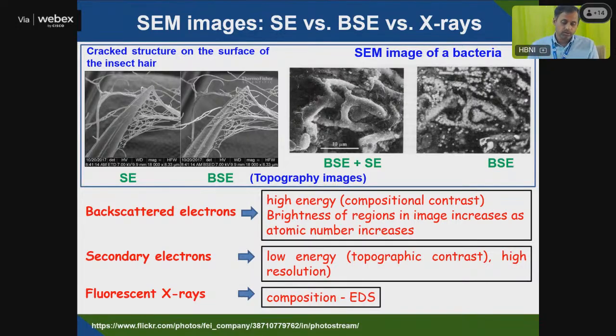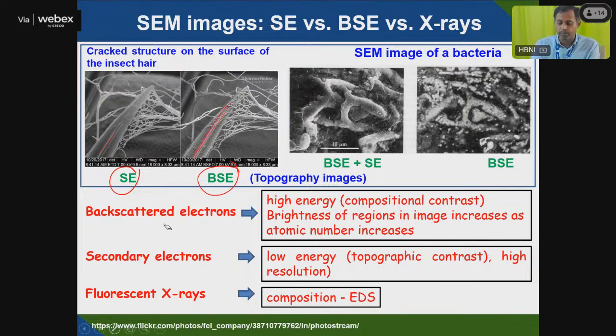But you have both options: you have a secondary electron and you have a backscatter electron. Both electrons are there and both can be used for imaging purposes. You can see here, this is a hair of an insect. There is a small crack inside this that is not visible in secondary electron. If you go to backscatter imaging, this is clearly visible here.